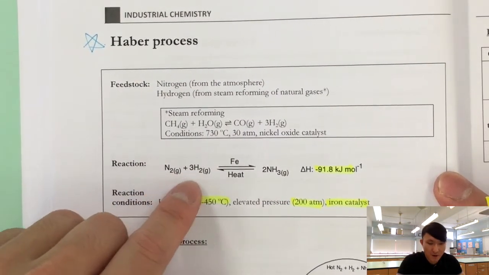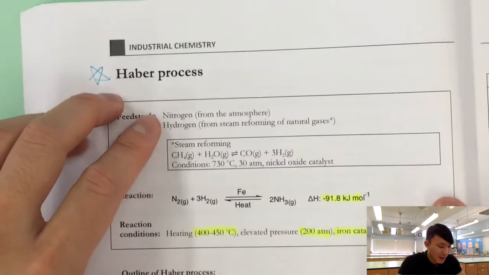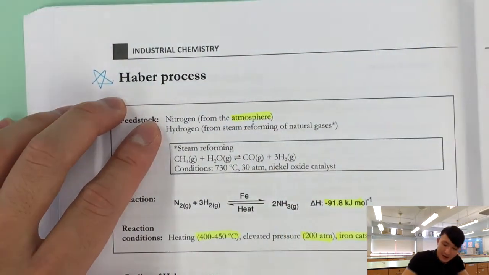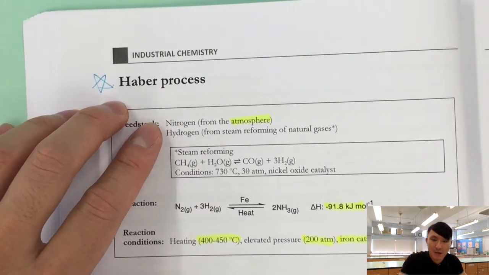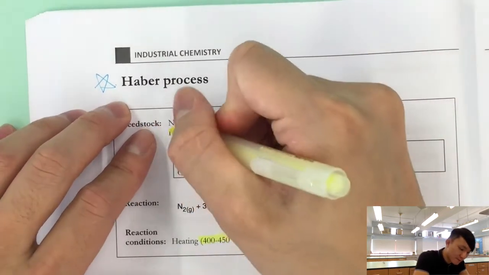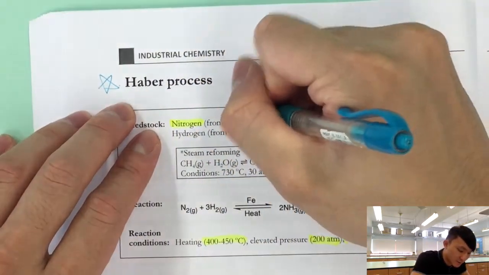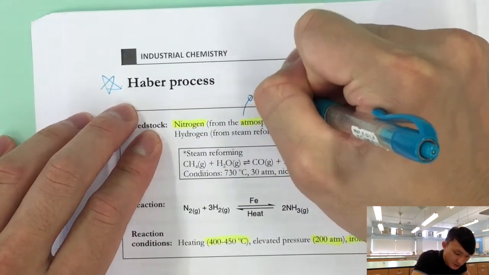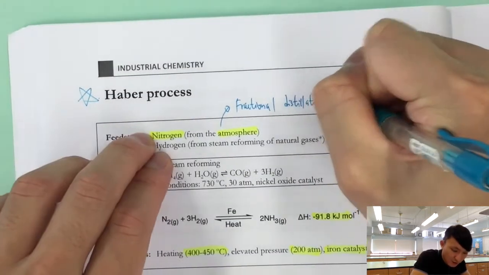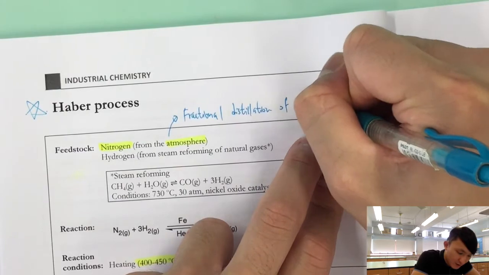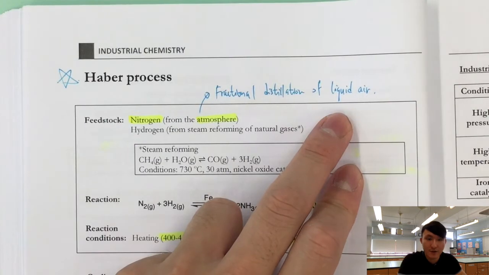N2 and H2, where do they come from? Now N2, of course, is coming from the atmosphere. And my question is, in which industrial process do we obtain pure nitrogen? Do you remember? The process is called fractional distillation of liquid air. Do you remember this? You have learned it in Form 3.